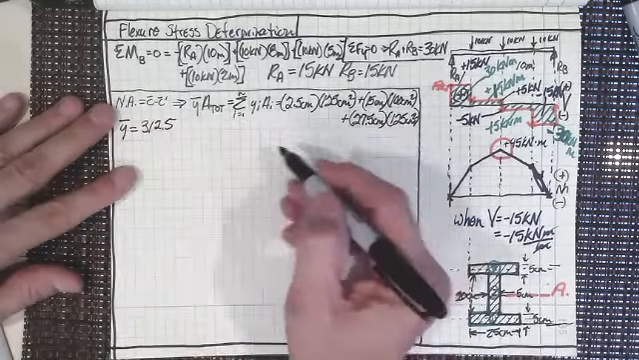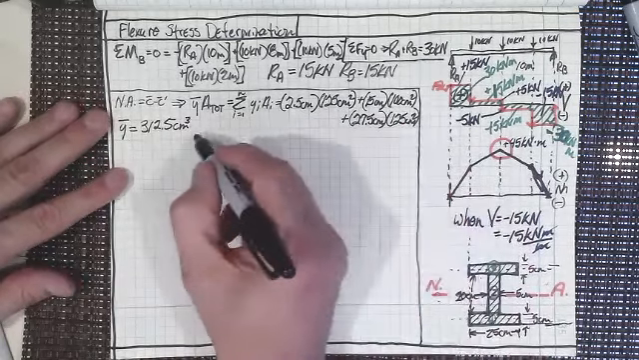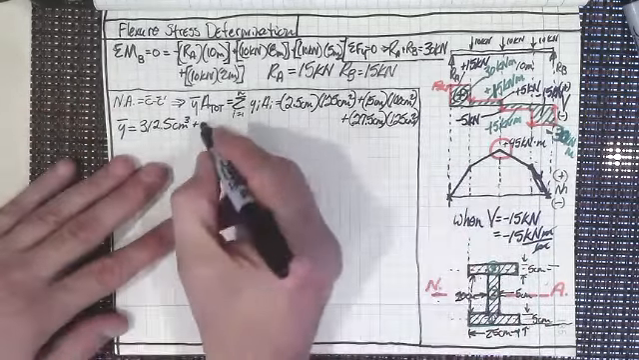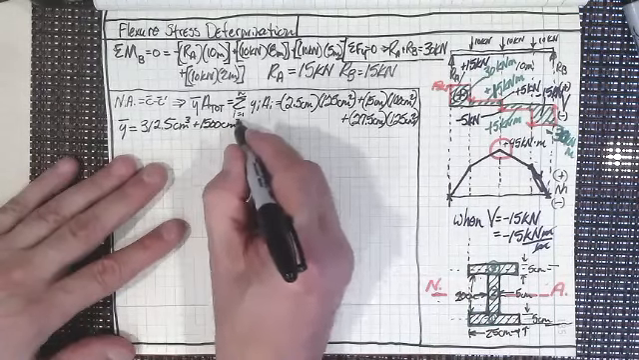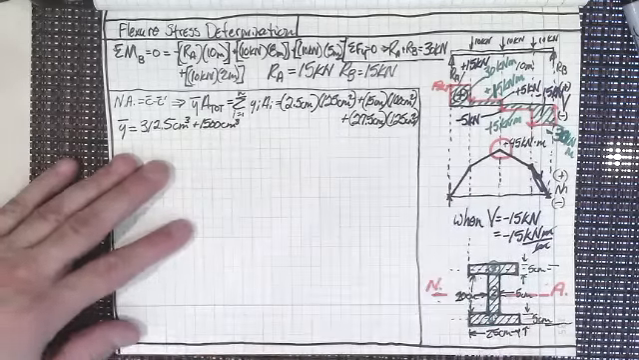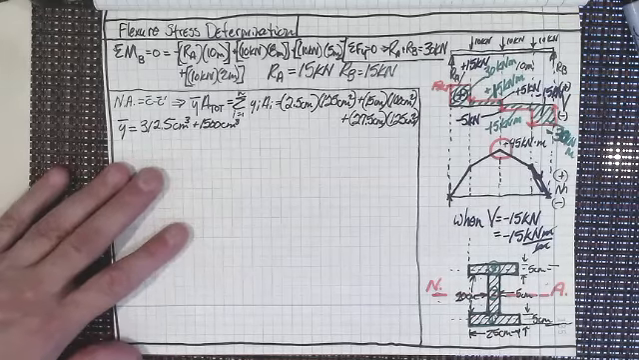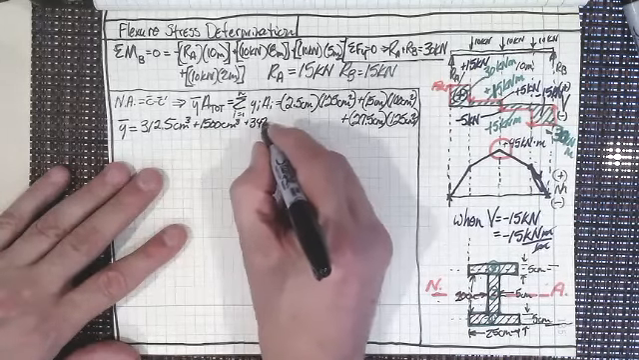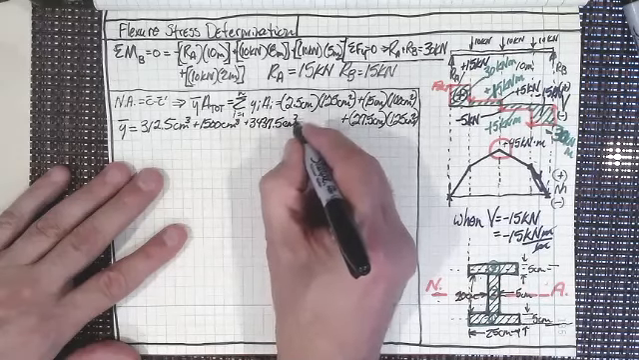312.5, and what are our units? Centimeters cubed. When we're not using primary units, let's definitely keep our units in check. Well, 15 times 100, how about 1500 centimeters cubed? And then 27.5, I better use the calculator for this, times 125 gives me 3437.5, centimeters cubed.